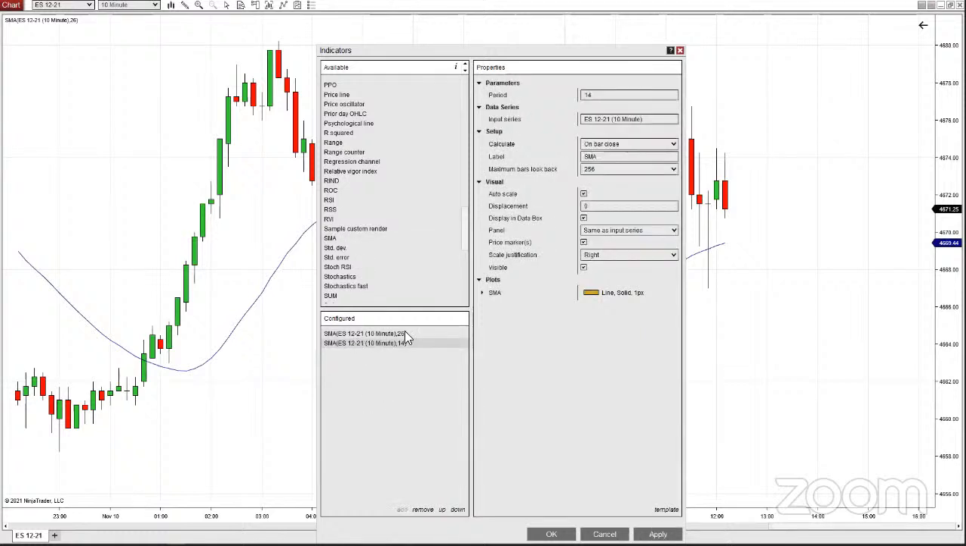Double click, and now I have a second instance added to my chart. I'm going to highlight that second instance and change the period to 6. I'm going to show you it calculates on each tick, and then I'm going to change the color to red, to reflect that it's fast. In other words, it only takes 6 pieces of data to calculate the moving average.